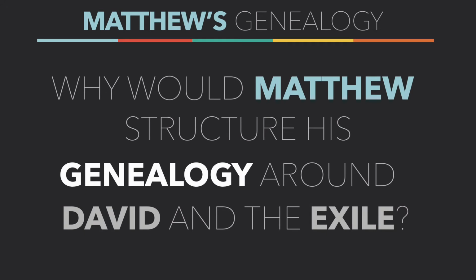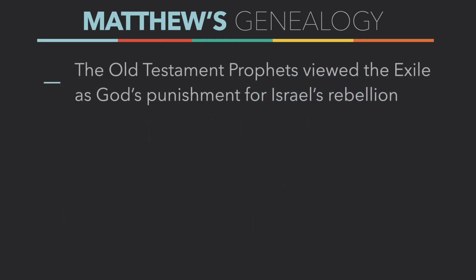Okay. Now, the question that comes about is, why would Matthew structure his genealogy around David and around the exile? So it starts with Abraham, but then in the middle there's David, and at the end there is the exile. Well, here's a couple reasons. The Old Testament prophets viewed the exile as God's punishment for Israel's rebellion. They did not keep their end of the covenant, and the exile was the punishment for that.